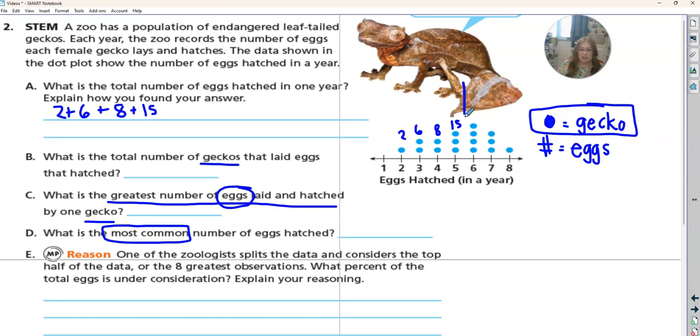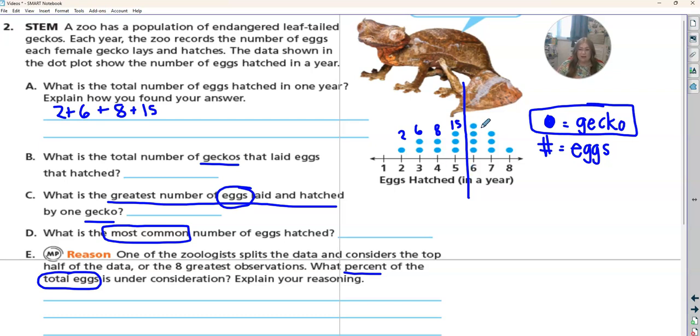So the zoologist, they don't study rocks, split the data in half. And there's 8 geckos here and there's 8 geckos here. And it wants to know what percent of the eggs is over here. So not of the geckos, right? There's 50% of the geckos over here, but how many eggs did those geckos lay?